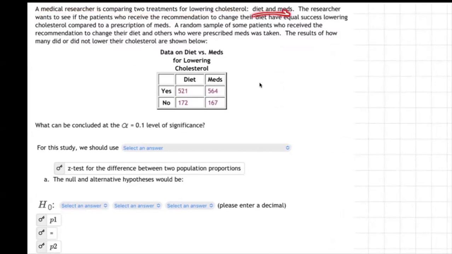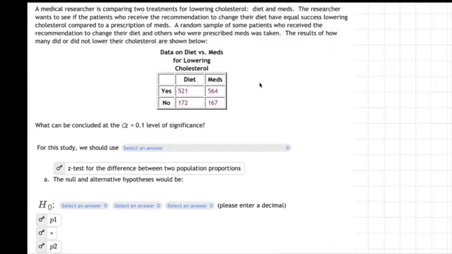Or some say exercise and diet or whatever. We'll just do diet and meds. Some people say, no, you shouldn't take the meds. If you're having cholesterol problems, you should just alter your diet. Some say, no, the meds are needed. What works better? Well, let's do a study with data. Let's let data tell us.